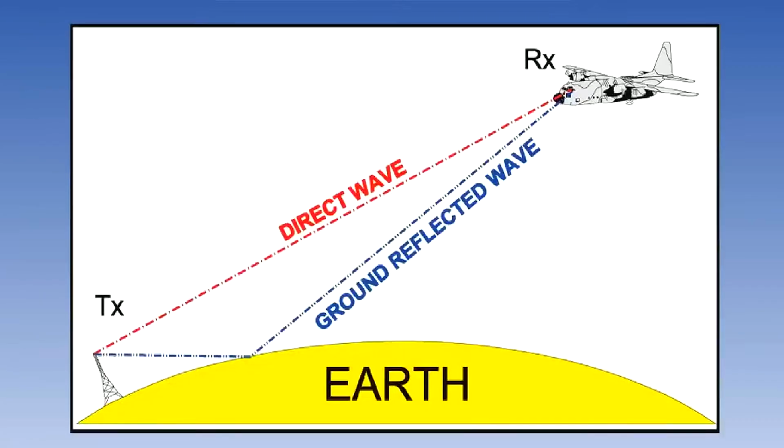At the top end of the frequency range, we have very high frequency, VHF, ultra high frequency, UHF, super high frequency, SHF, and extremely high frequency, EHF. Their energy levels are too high to achieve refraction, which limits their range to line of sight.